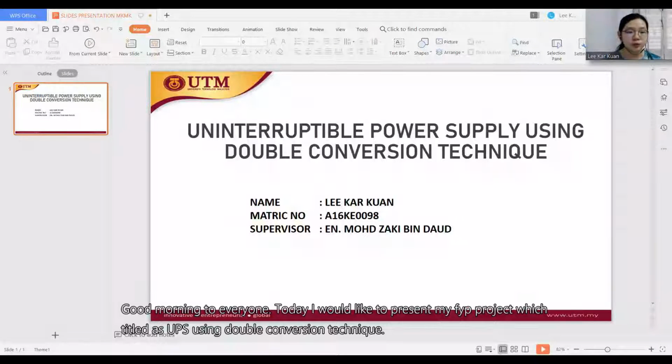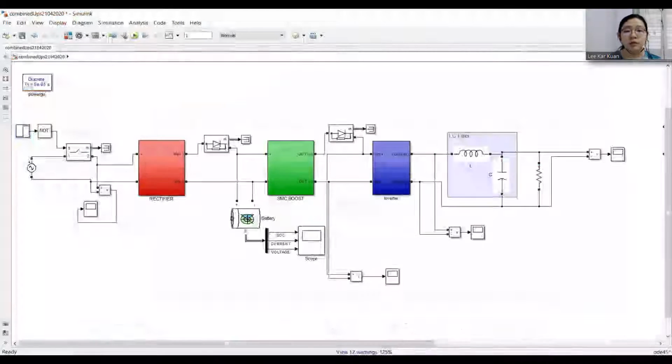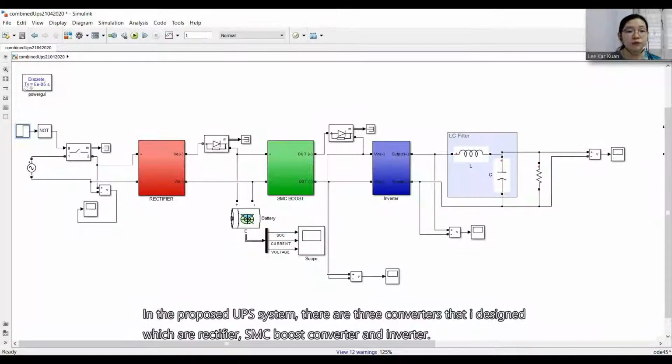Today, I would like to present my FYP project, which is titled Uninterruptible Power Supply Using Double Conversion Techniques. In the proposed UPS system, there are three converters that I designed: a rectifier, a sliding mode control boost converter, and an inverter.